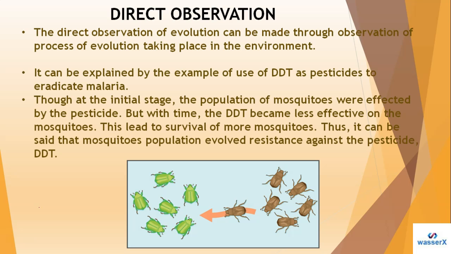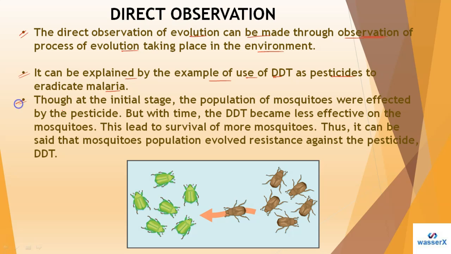So first we have direct observations. In this picture, students, you can see the visual. Let me explain it point-wise. The direct observation of evolution can be made through observation, because through your observation only you can find out how evolution takes place in a certain environment. It can be explained by an example. Here we can use DDT, a kind of pesticide used to eradicate malaria.